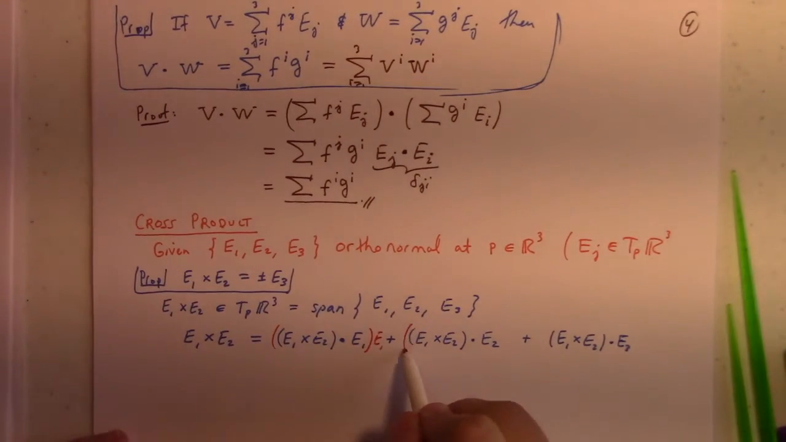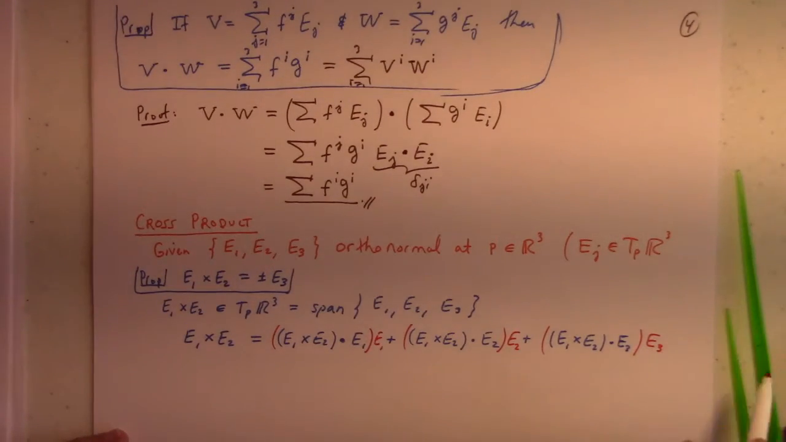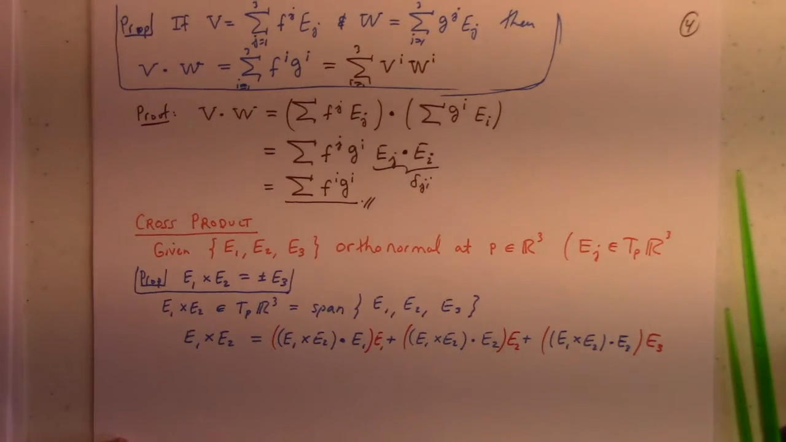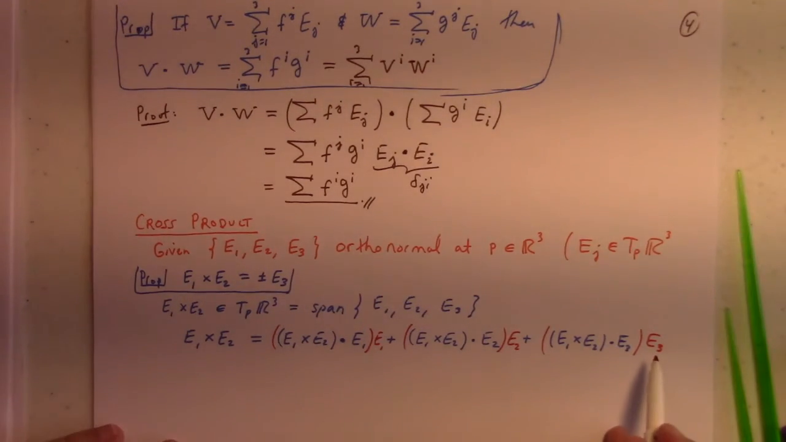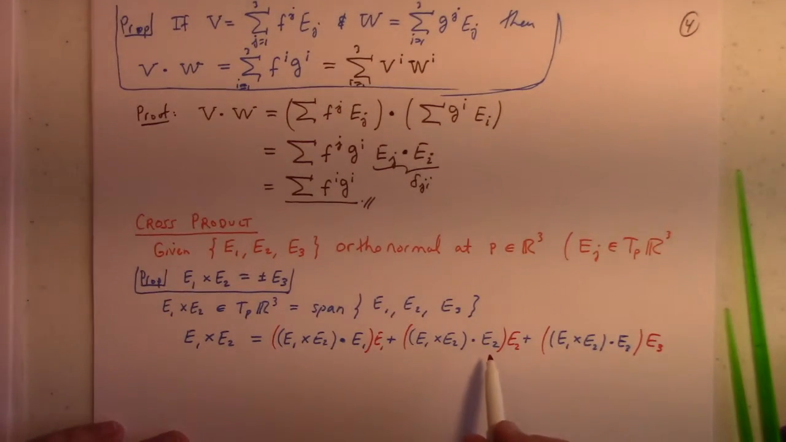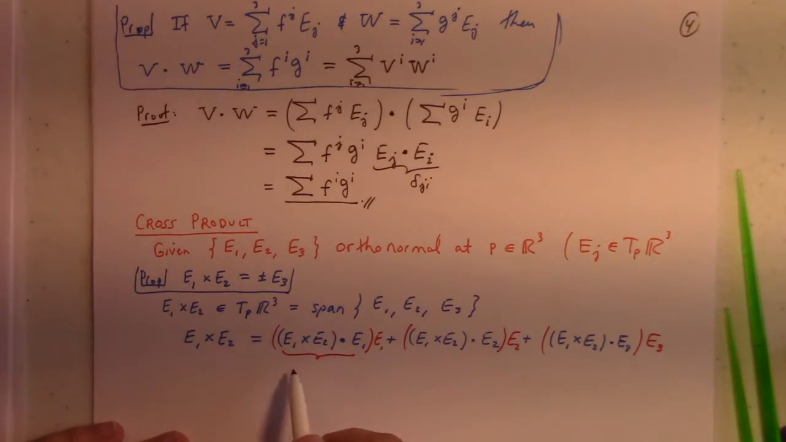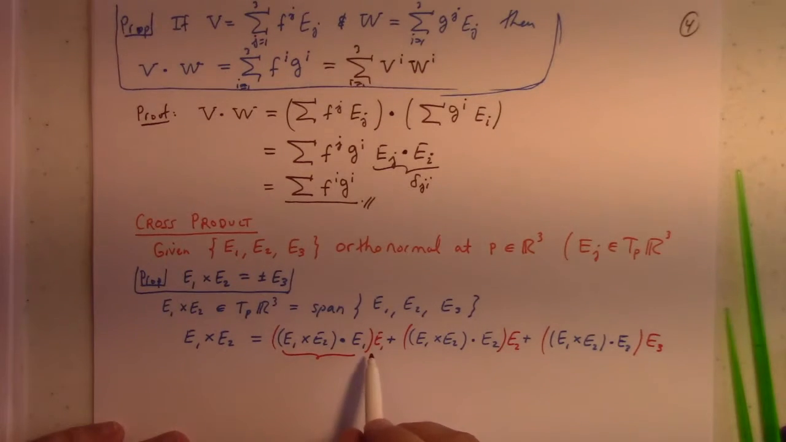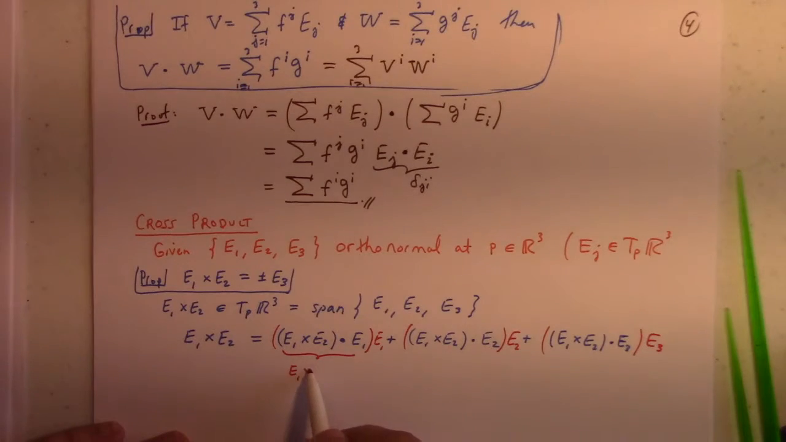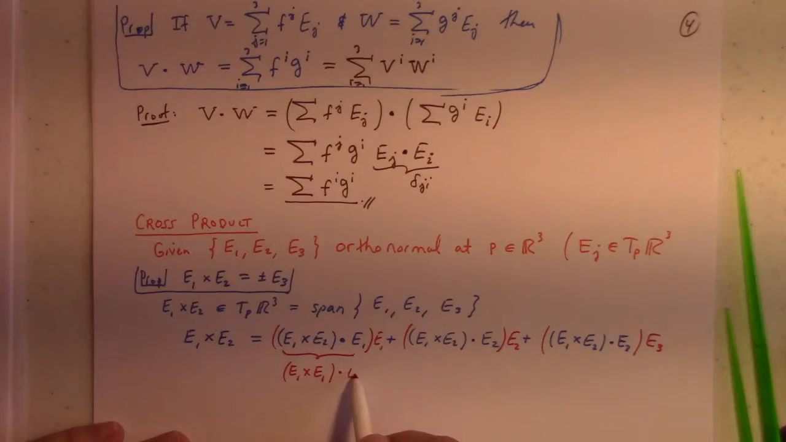So E1. This is just the orthonormal basis result applied to the specific vector E1 cross E2. Aha! Well, now we've got something, because look at this. Maybe you remember this, maybe you don't, but there's this triple product identity. This is equal to, what is it equal to? It's equal to E1 cross E1 dot E2.